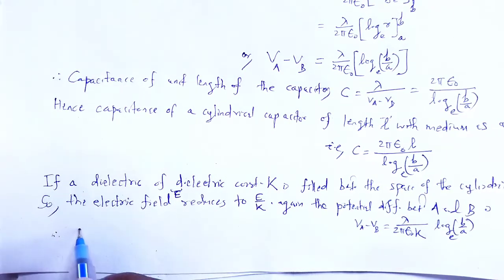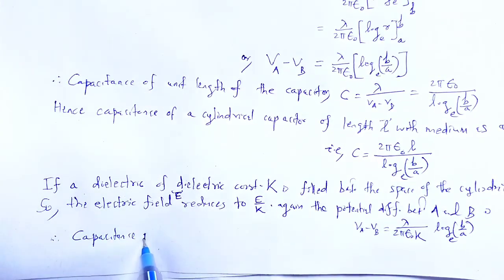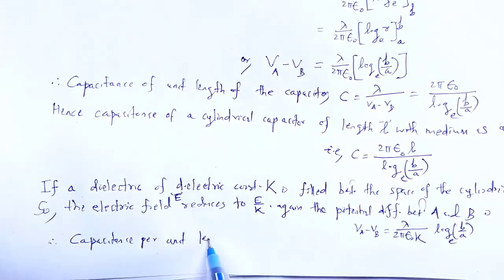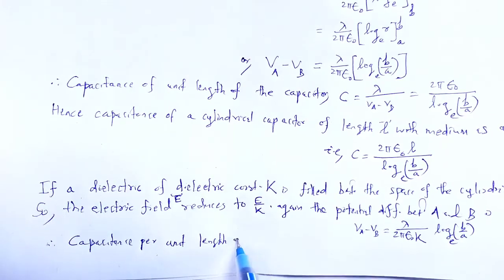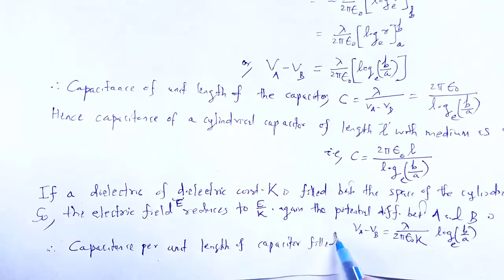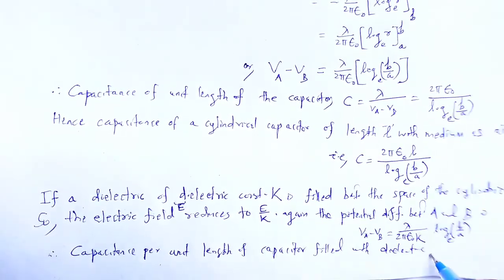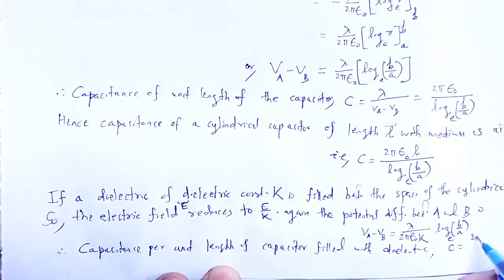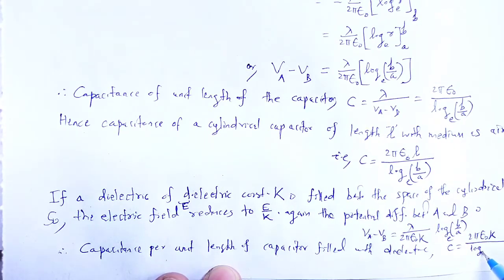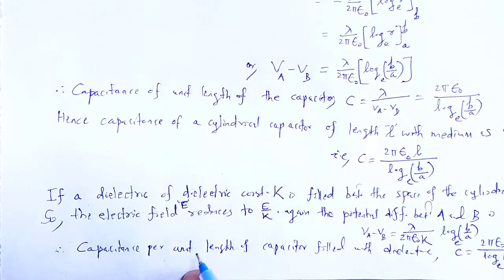Therefore, the capacitance per unit length of the capacitor filled with dielectric is C equals 2 pi epsilon naught into K divided by log B by A base e. This is the capacitance per unit length.